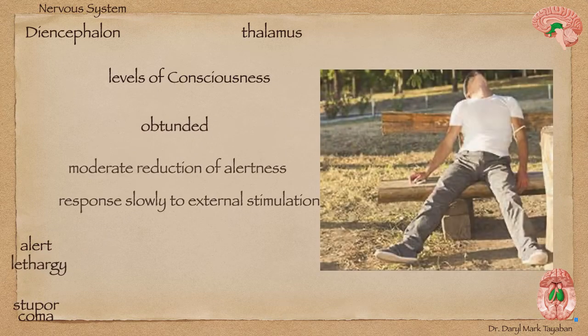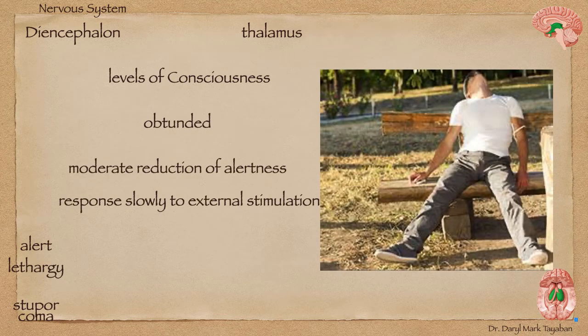Also, another part of the levels of consciousness is the obtunded. So there is a moderate reduction of alertness. But actually, these patients are difficult to arouse and respond slowly to external stimulus to maintain attention and response. So they cannot make a complete sentence. It requires repeated stimulation. You need to stimulate the patient again and again for them to respond again.